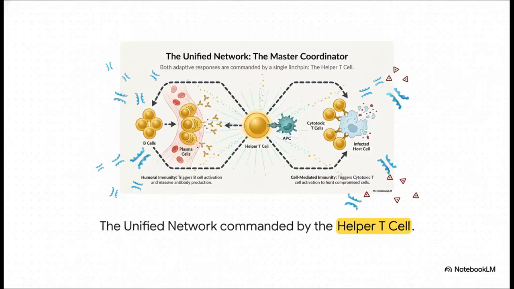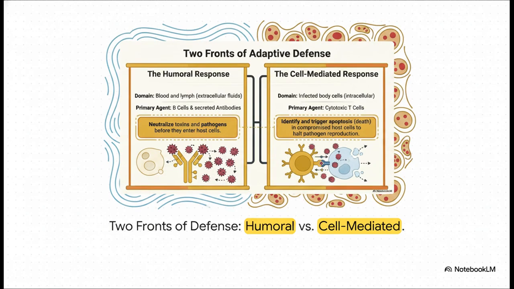So the really crucial point here is that this two-front war doesn't just happen in isolation. It's commanded by a single linchpin, the helper T cell. When a helper T cell recognizes a presented antigen, it acts exactly like a commanding general. It sends out chemical signals that simultaneously trigger the activation of B cells for humoral immunity and cytotoxic T cells for cell-mediated immunity. Let's look at those two fronts side by side.